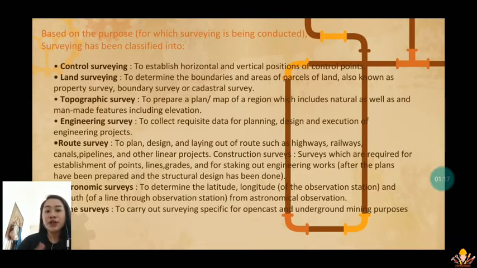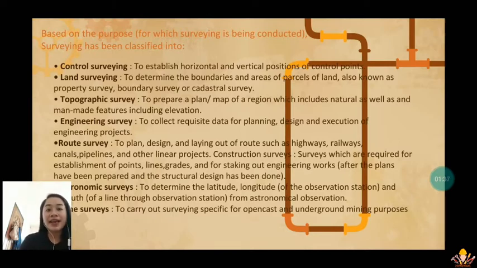I know, that is the one we are most familiar with, the land surveying. Example is the lots in our houses, in the subdivisions. Just like what I have said earlier, that is what they use to determine where the boundaries of your area are.